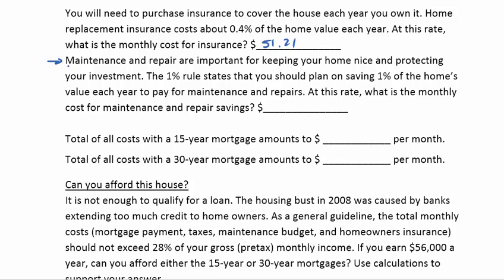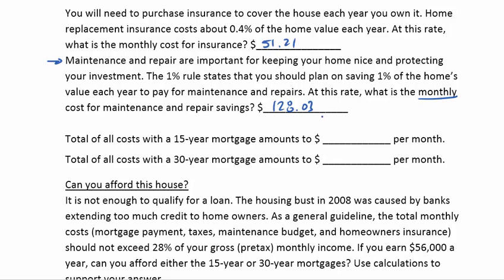All right. Maintenance and repair are important for keeping your home nice and protecting your investment. The 1% rule states that you should plan on saving 1% of the home's value each year to pay for maintenance and repairs. At this rate, what is a monthly cost for maintenance and repairs? So going back to the original price, $153,640 times 0.01, I got $1,536.40, but I want to divide that by 12 to get a monthly rate, so that's $128.03.